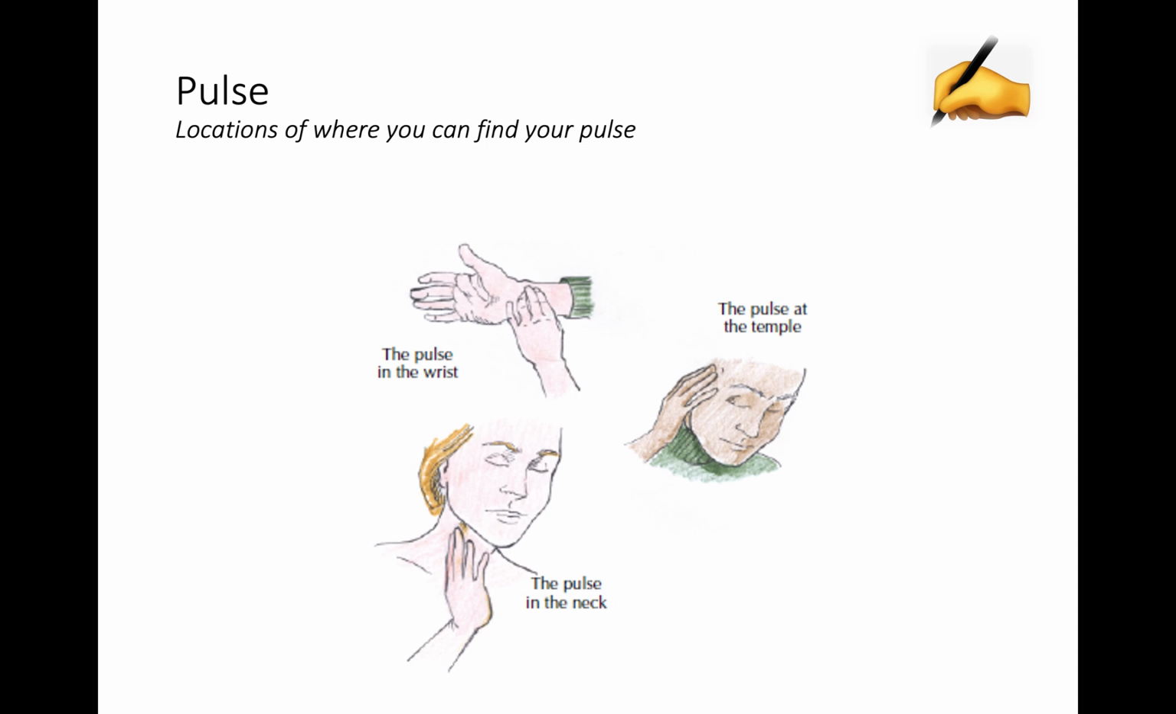So your pulse. Firstly, we're going to find the locations where you can find your pulse. You can find your pulse in the wrist, at the temple, in the neck. So I just want you to quickly take note into your notes copy of the 3 different locations where you can find your pulse.